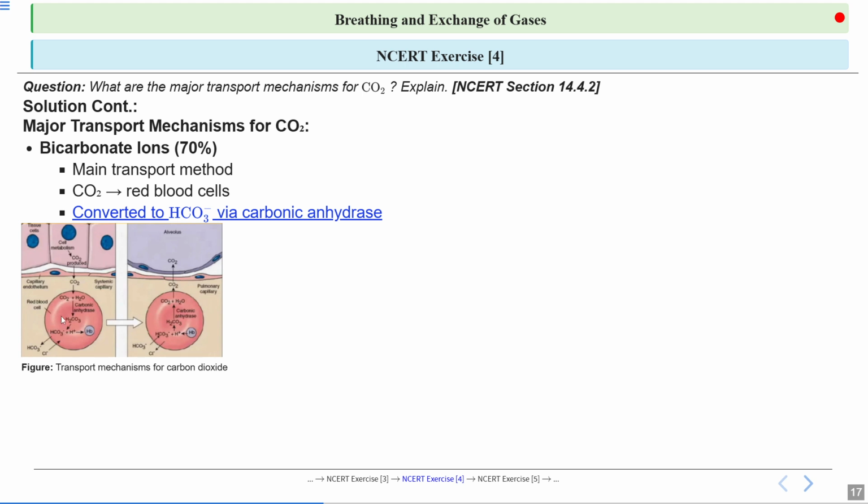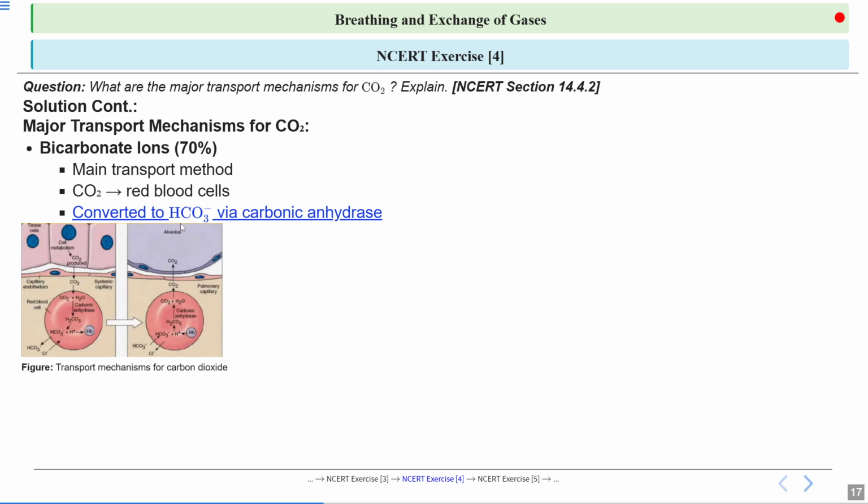So in this way, by the conversion of carbon dioxide into the bicarbonate ion, 70% of carbon dioxide is transported in this form. And this enzyme is very, very important. This reaction is reversible. It is shown by one arrow, but it is a reversible reaction. So when it reaches the pulmonary capillary, you can see it written here.